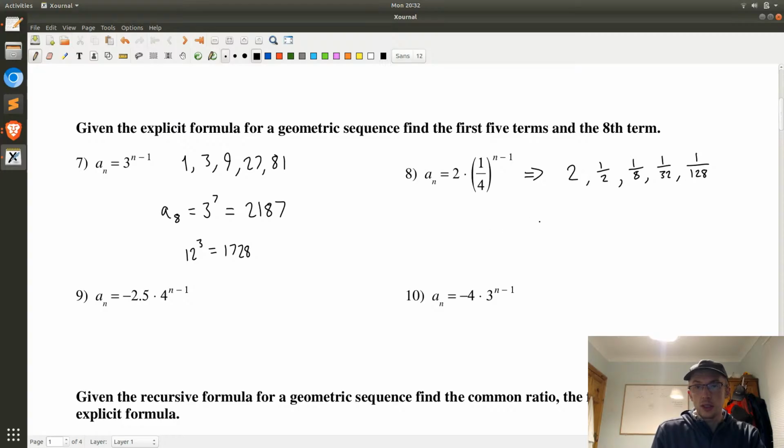And now we want the 8th term. So I'm just going to work out the next few terms actually myself. Term number 6 will be 1 over 512. Then comes 1 over 2048. And then comes 1 over 8,192. Brilliant.